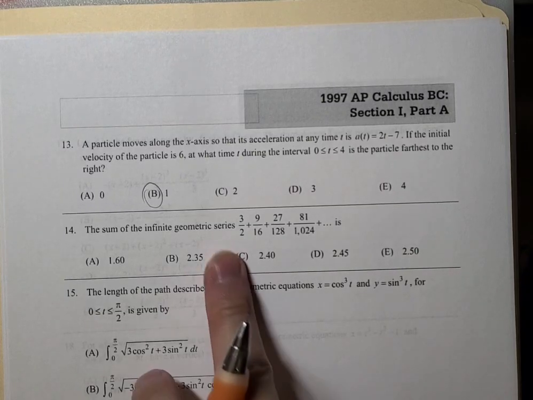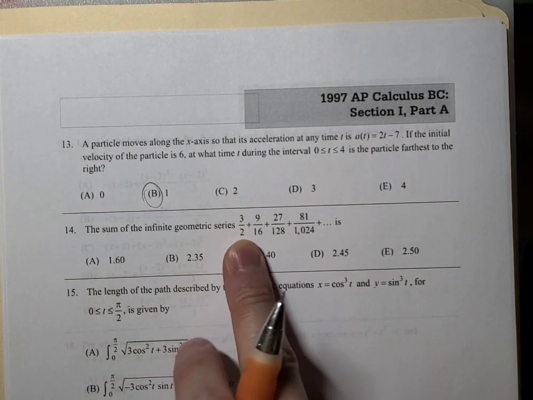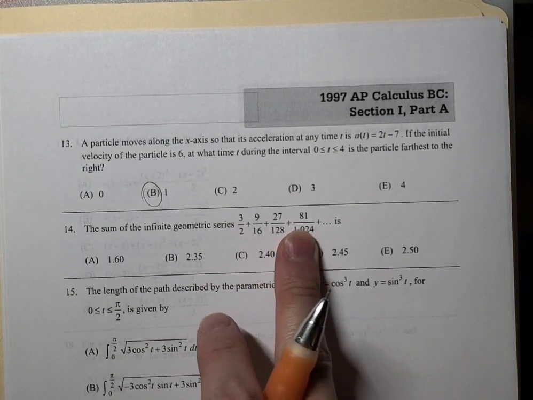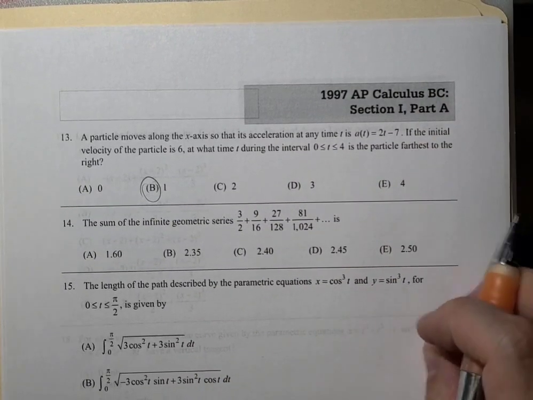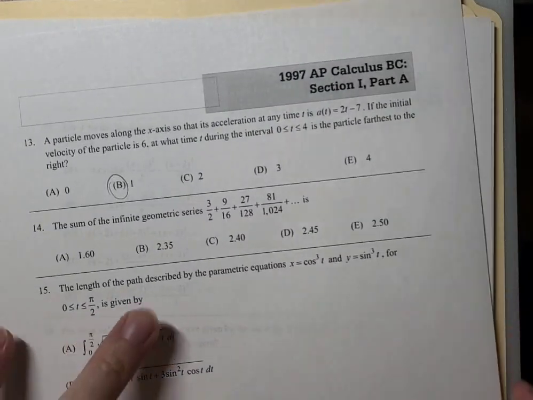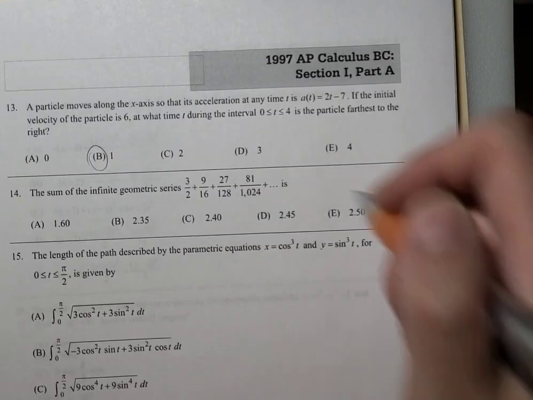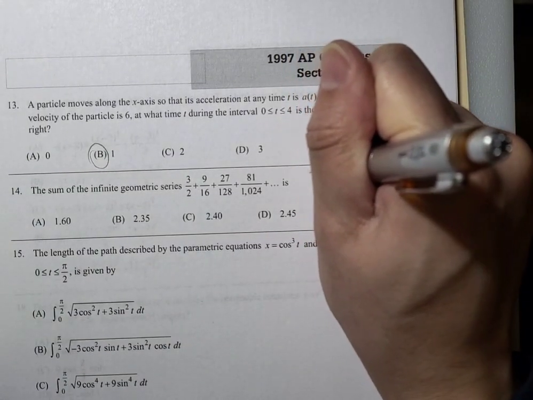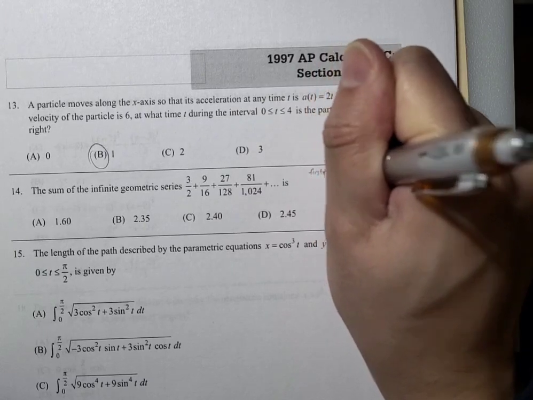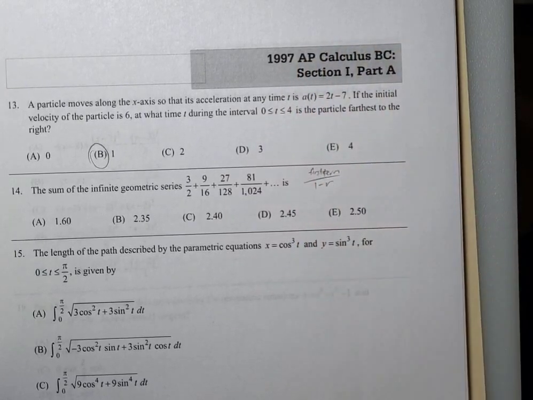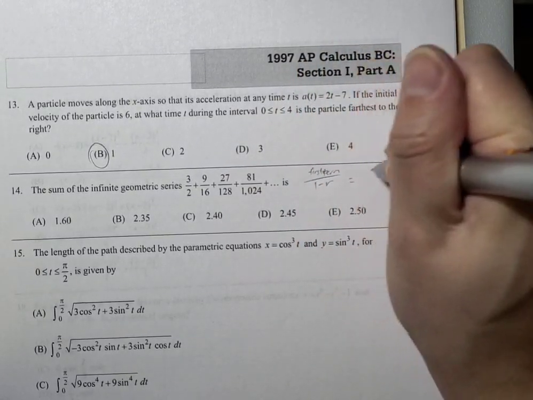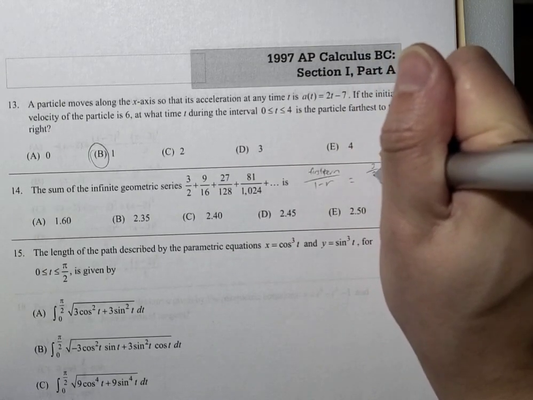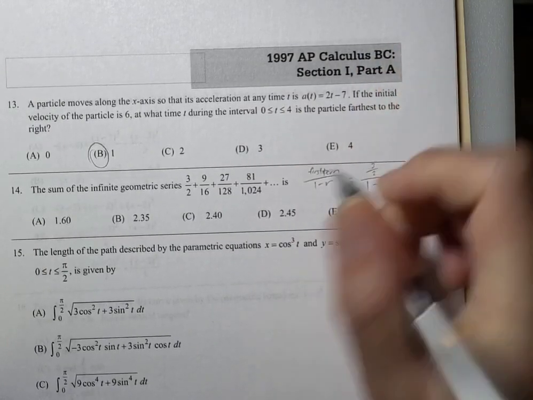The sum of the infinite geometric series, this guy, is what? Well, remember what the formula is? First term over 1 minus the common ratio r, okay? So what's the first term? That's just 3 over 2. 1 minus what's the common ratio? How do we get from here to here?